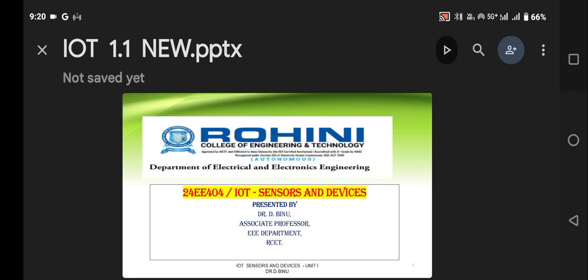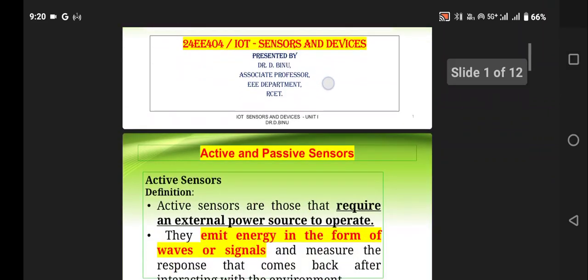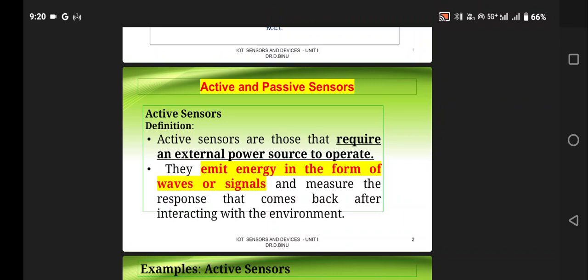I'm Dr. Binu. In the IoT sensors and devices subject, the first topic in the first unit is active and passive sensors. What are active sensors? Active sensors are those that require an external power source to operate.